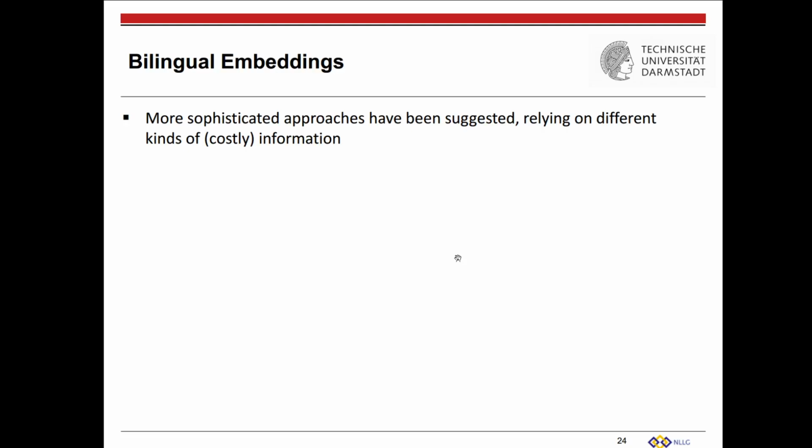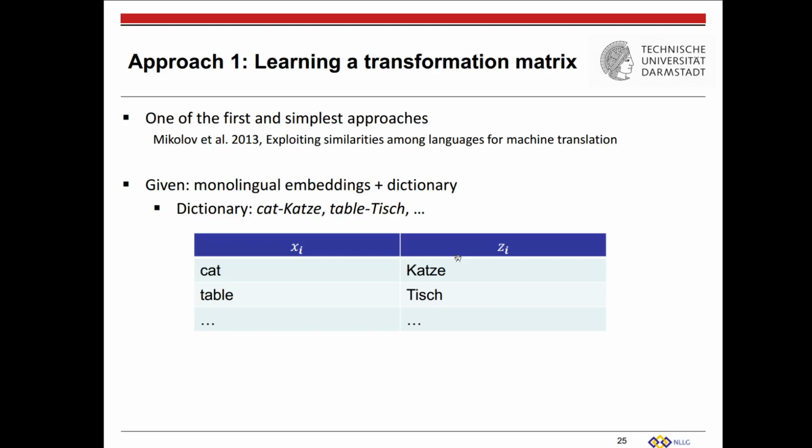So then the literature has suggested different approaches that are more complex and that we will see in the following. So one of the first and simplest approaches has already been proposed in 2013 by Thomas Mikolov. We have again the same situation as before. We have our monolingual embeddings for English and German. We have our dictionary. How does the dictionary look like?